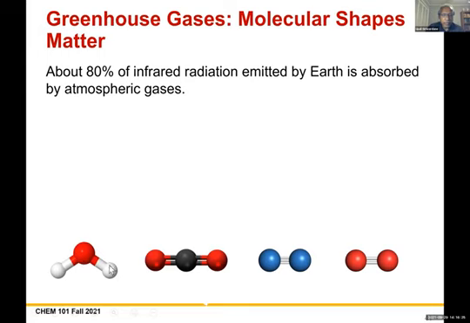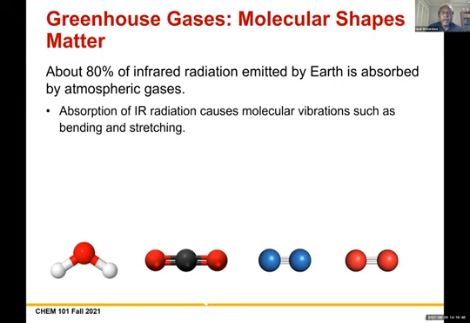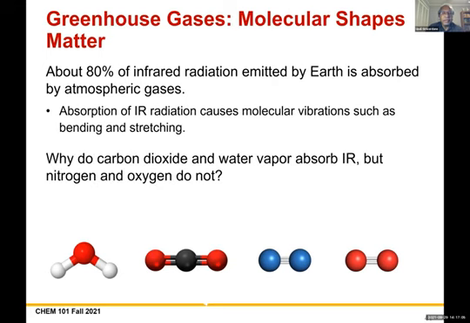This is water, first one. Second one is carbon dioxide. They absorb because they are triatomic molecules. Diatomic molecules don't have polarities. They are equally shared. Therefore, they are not greenhouse gases. Oxygen or the nitrogen are not greenhouse gases. Absorption of IR radiation causes molecular vibration such as bending and stretching. Only water and the carbon dioxide create that kind of vibration that could absorb IR radiation. Therefore, they are greenhouse gases.